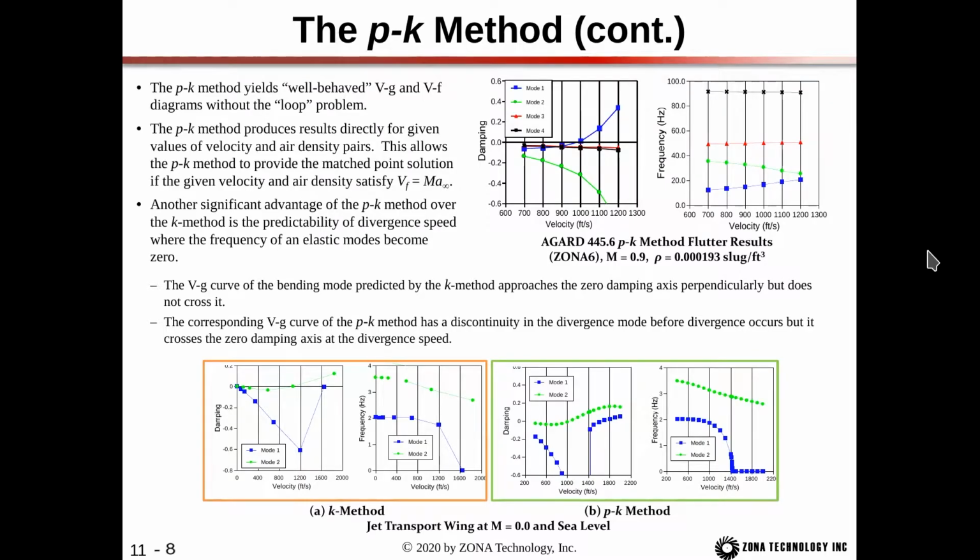And the VG curve of the bending mode predicted by the K method approaches the zero damping axis perpendicularly, but does not cross it, as shown here. The corresponding VG curve of the PK method has a discontinuity in the divergence mode before divergence occurs, but it crosses the zero damping axis at the divergence speed, as shown here.